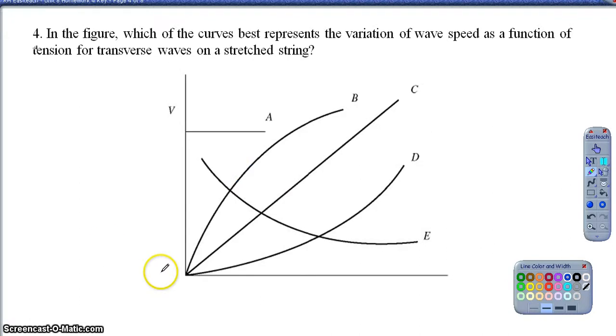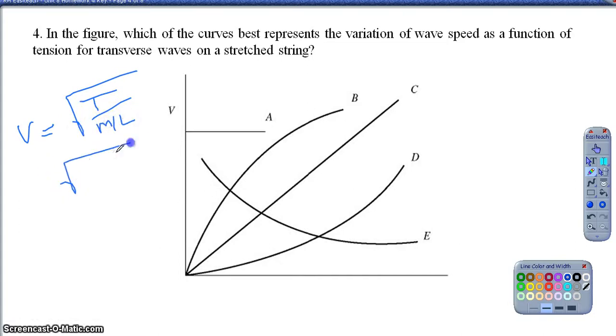Okay, on question 4, I accidentally cut off the options, but that's okay. It's just option A is graph A and B is B and so on and so forth. Right, so in the figure, which of the curves best represents the variation of the wave speed as a function of tension? Well, that's the exact same equation we just saw for question 3, right? So the velocity as a function of tension is this equation right here, or if you prefer, the square root of tension divided by mu, which is the linear density, right, of the string.